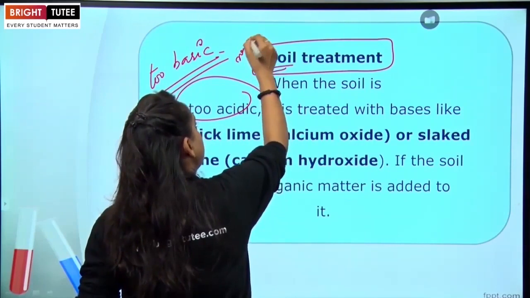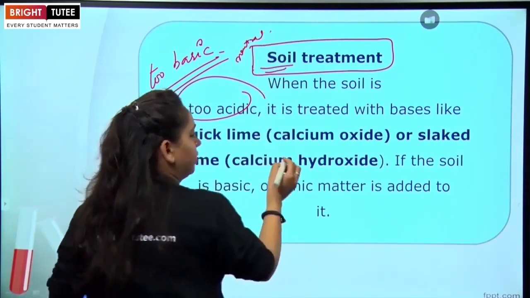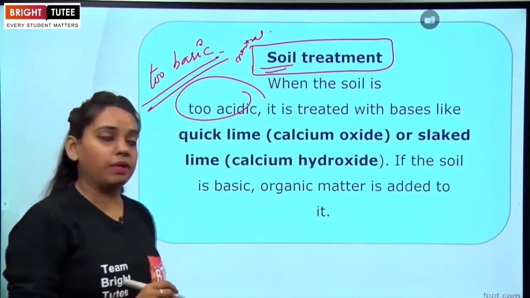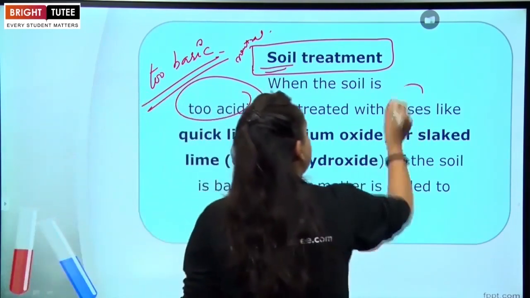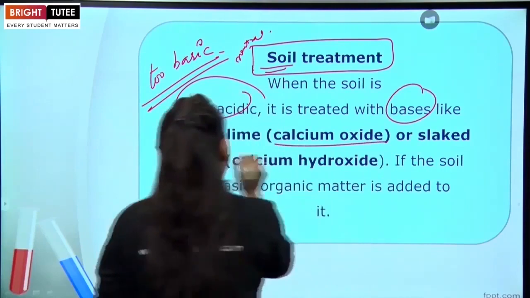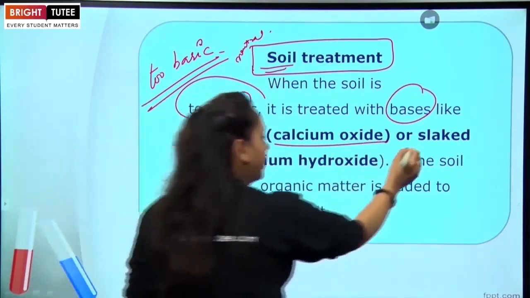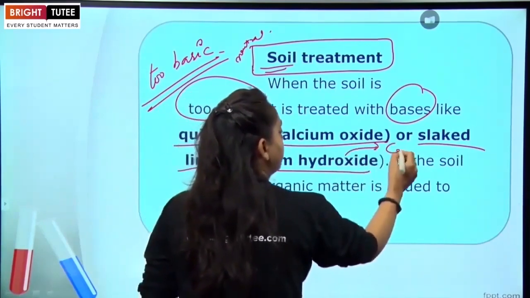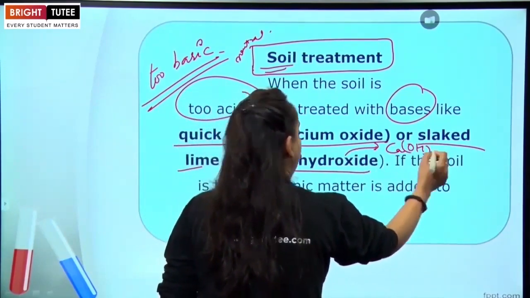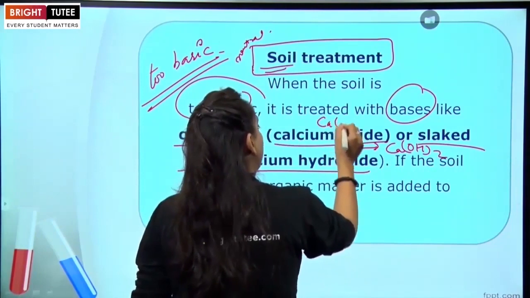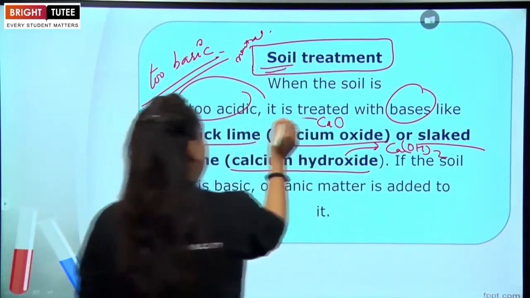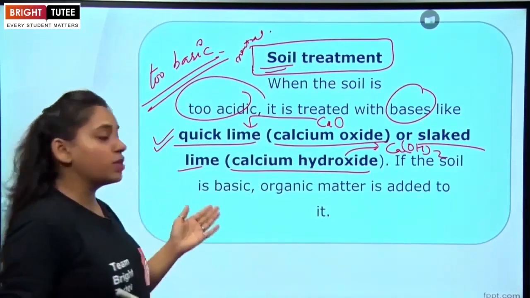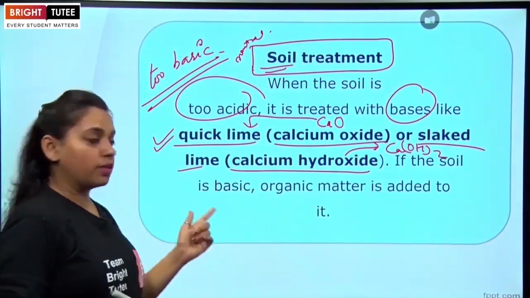Okay children, so whenever the soil is too acidic, we treat such soil with bases like calcium oxide, which is called quicklime, or slaked lime, which is calcium hydroxide. This is calcium hydroxide, Ca(OH)2, which is slaked lime, and this is calcium oxide, CaO, which is quicklime. We use these two bases to treat too acidic soil.